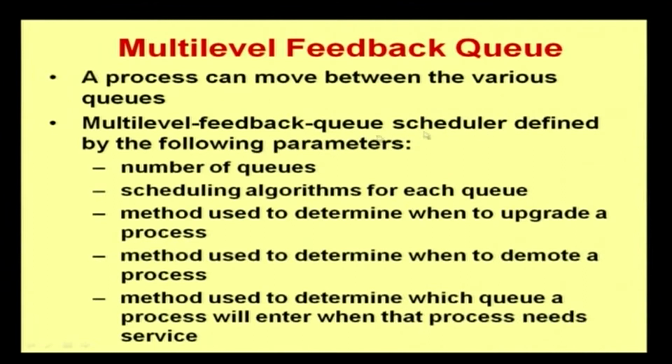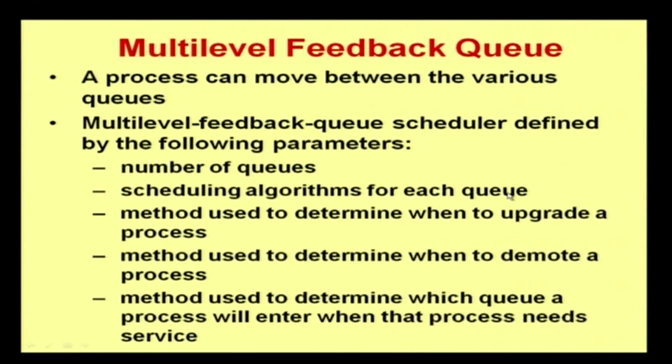Now let us see what a multi-level feedback queue is. In the case of a multi-level feedback queue, we have various queue schedulers. It requires the following parameters. One is the number of queues. The second is the scheduling algorithm that is required to perform in each and every queue.